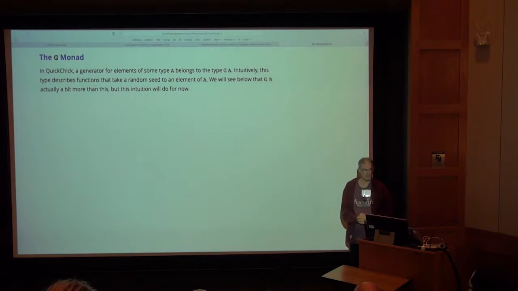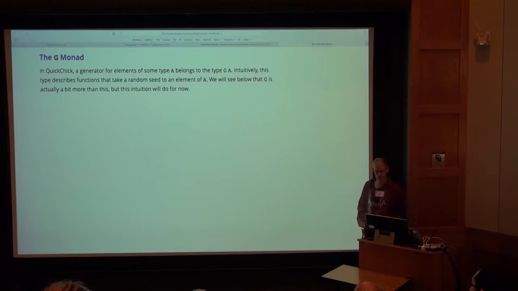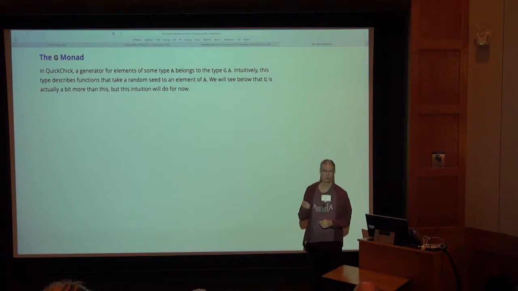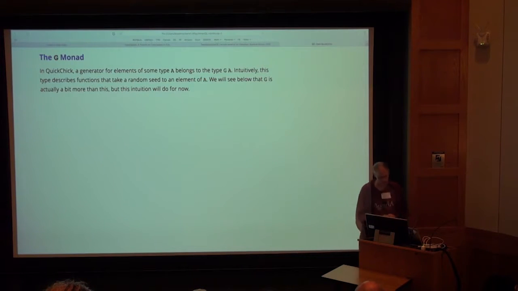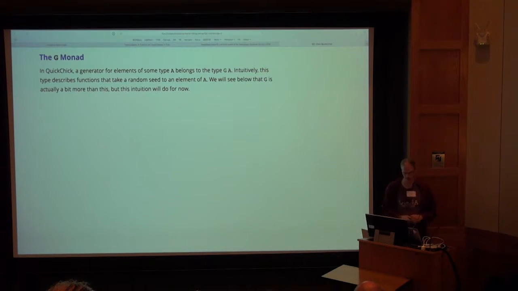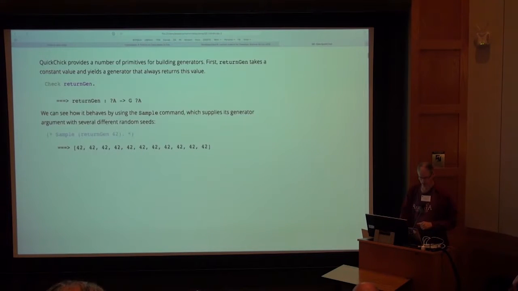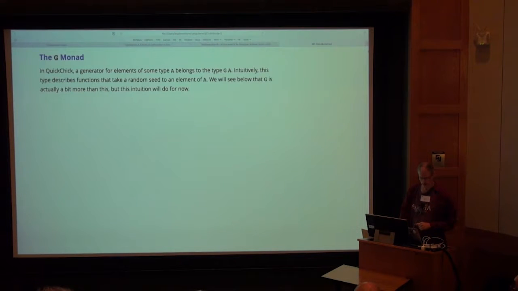So in QuickCheck, the fundamental tool for generating random data is a monad called G. Inside of Coq, it's kind of an opaque thing. It gets extracted to OCaml code that actually uses the OCaml random number generator to generate seeds, but we don't need to really care about that at the Coq level. So intuitively, the elements of G of A are random generators that you give a seed, and it gives you back an A.